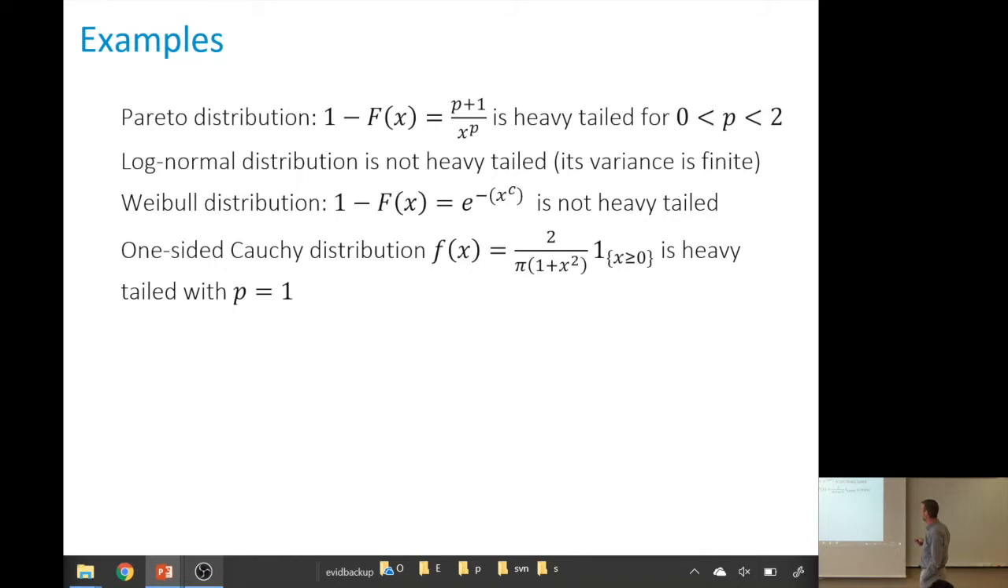Here are some examples. The Pareto distribution that we've seen, which is defined for every p, is heavy-tailed only if p is less than 2. If p is larger than 2, then it is a power law, but not heavy-tailed. The log-normal distribution is not heavy-tailed because even if we take the exponential of something that is Gaussian, the Gaussian decrease is like the exponential of minus x squared, so it decreases faster than exponential. So even when taking the exponential of a normal distribution, we have something that still decays to 0, and we have seen that in the previous graph.